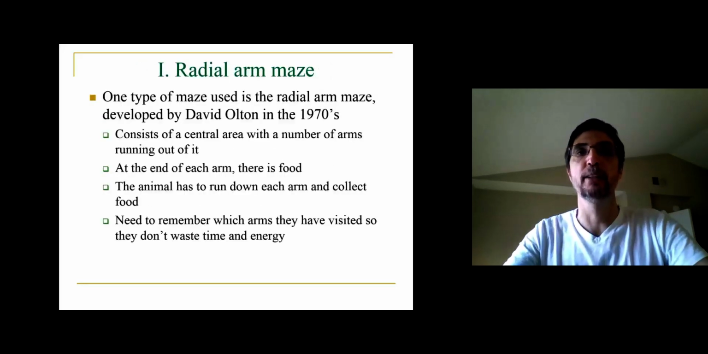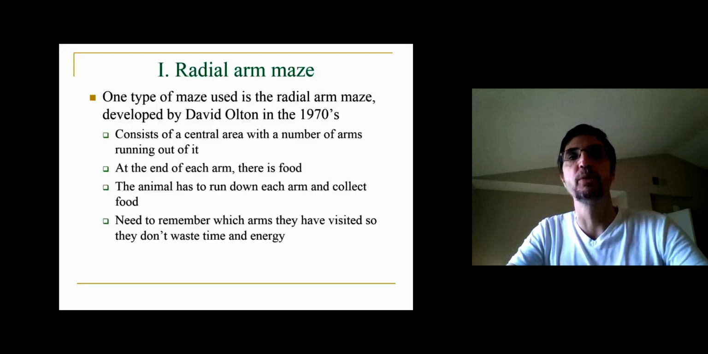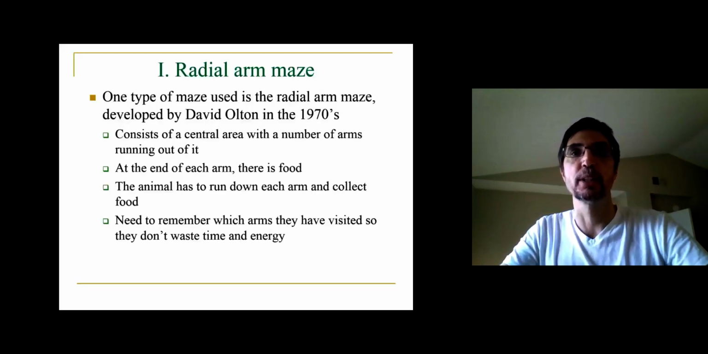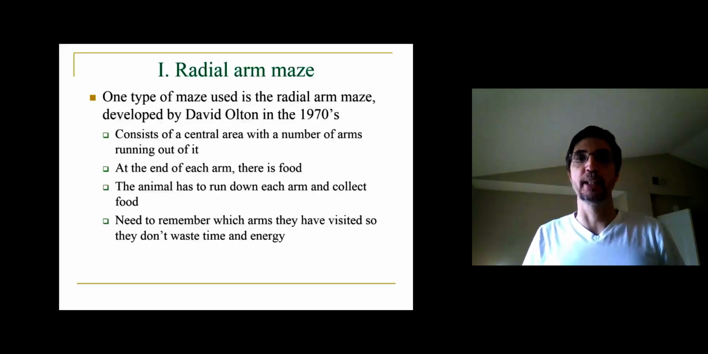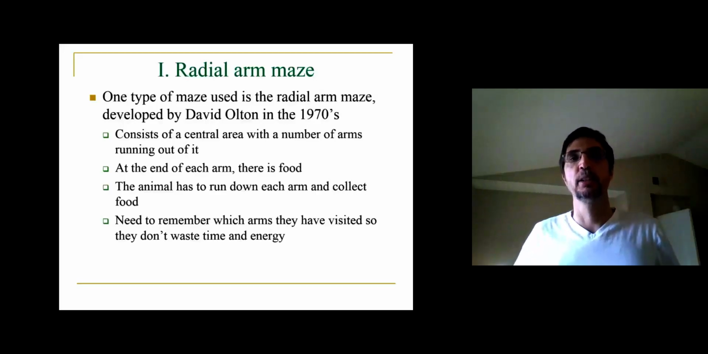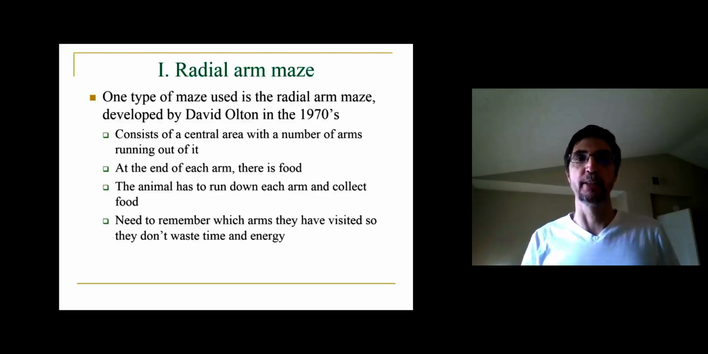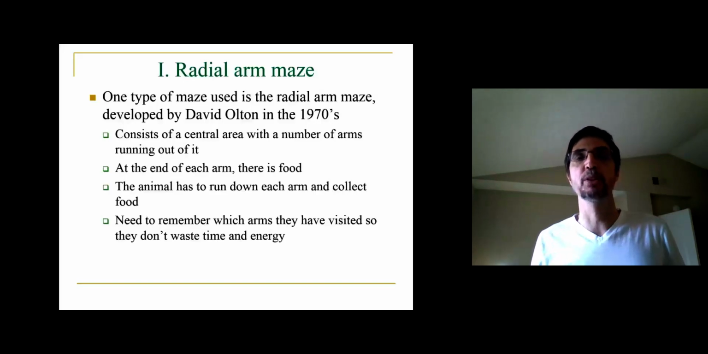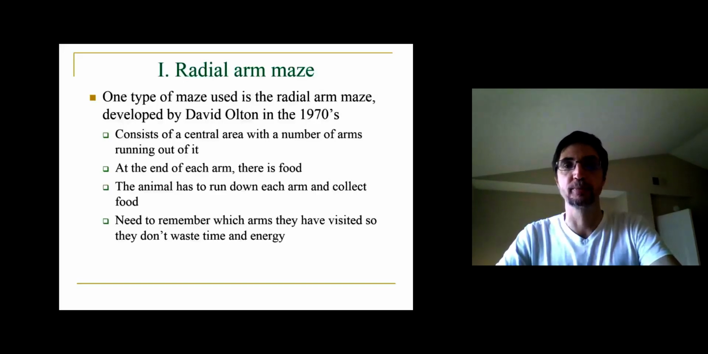So let's start with the radial arm maze. The radial arm maze was developed by David Olton in the 1970s, initially used to study rats. These mazes consist of a central area with a number of arms that radiate out from this central area. And at the end of these arms is some food that's been placed there. So the animal starts in the central area and has to run down each of these arms in order to get the food.